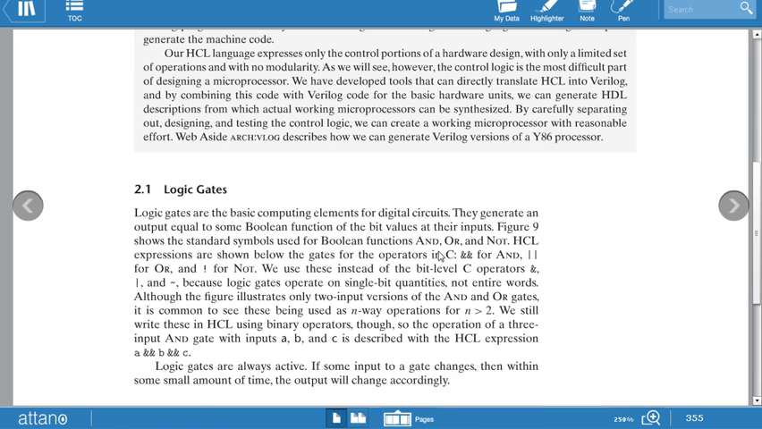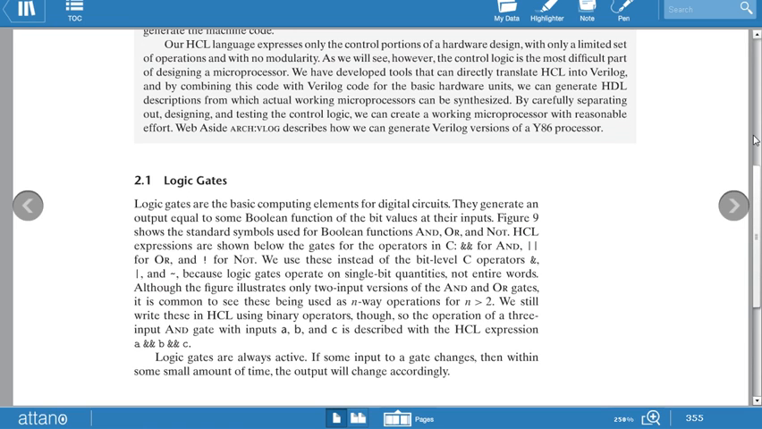Logic gates, as I discussed, there are standard three types of Boolean functions: AND, OR, and NOT. Double ampersand is used for AND, double pipe is used for OR, and NOT is used for exclamation mark. Like this one: AND, NOT, and OR.